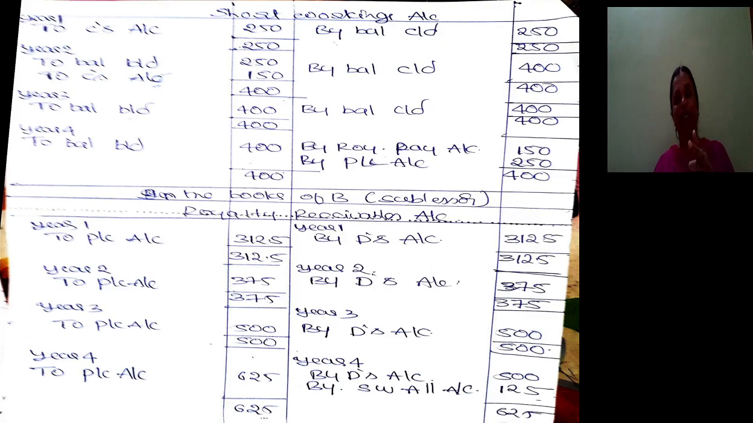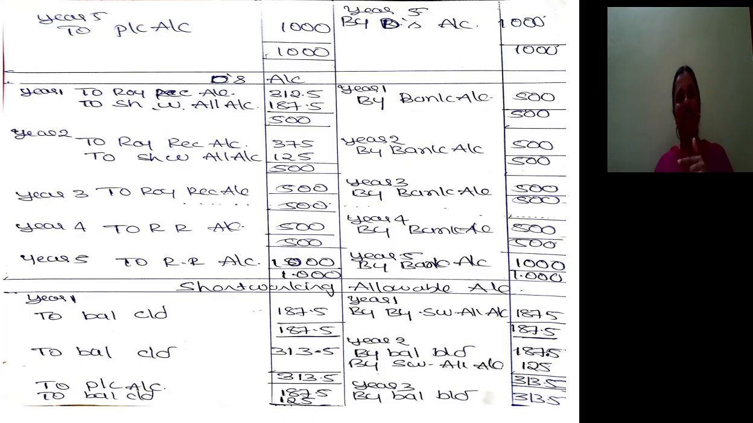In the books of B, being a sublessor, we prepared royalty receivable, D's account and short working allowable account. In the short working allowable account, for the first 2 years, I had written by short working allowable account, by short working allowable account. You have to write it as by D's account, by D's account. In the first year and second year there is a mistake. Instead of writing by D, I have written it as by short working allowable. You have to write it as by D in the short working allowable account only.